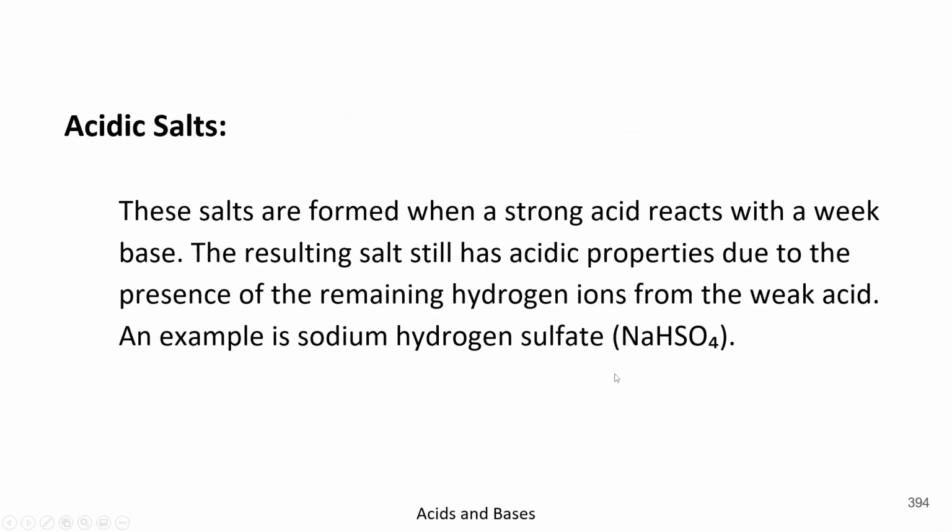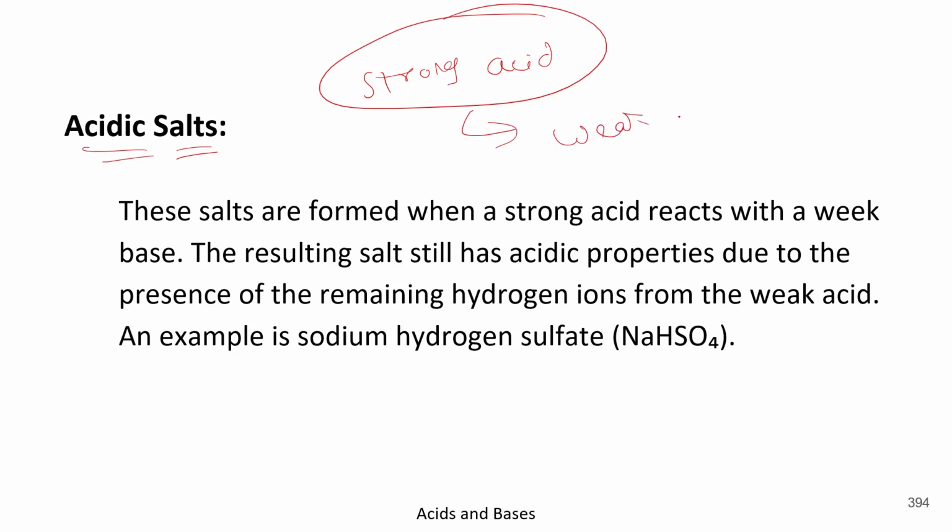So now let's move forward. First is our acidic salt. Basically, acidic salts form when a strong acid reacts with a weak base. Whenever a strong acid reacts with a weak base, there will be a condition of acidic salt, because in this condition the acid will take over the basic part. So whenever the acid reacts with the base but the acidic part is strong in comparison with the basic part, the acidic salt will be formed. For example, sodium hydrogen sulfate.